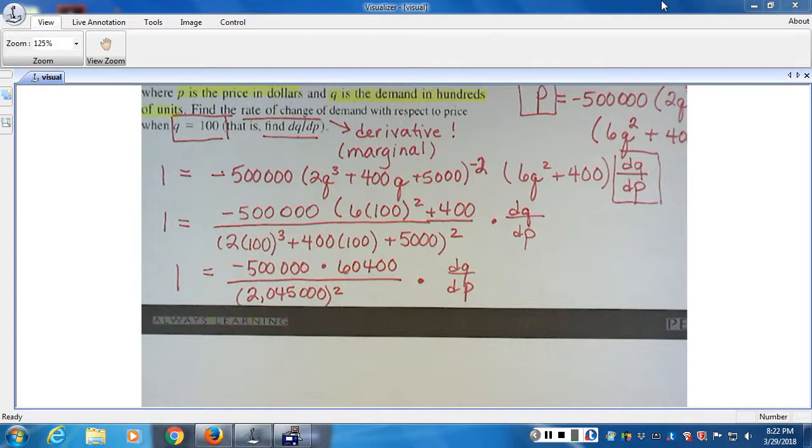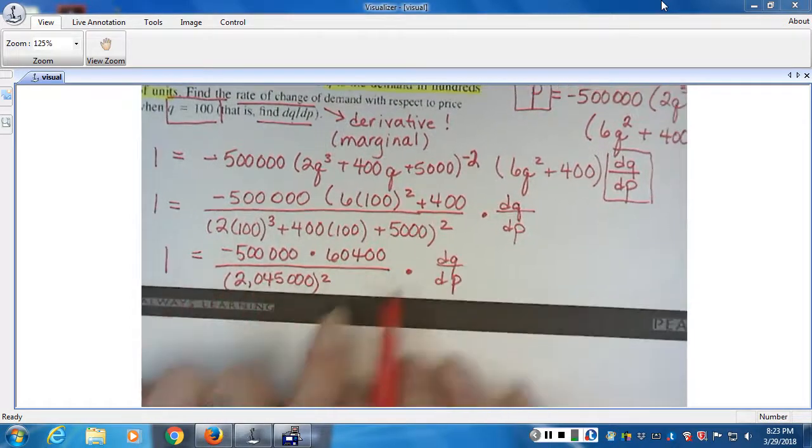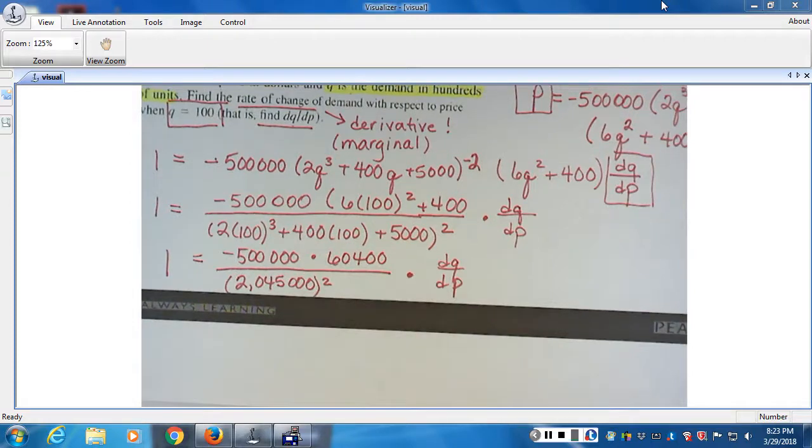Because the derivative of P is 1, because it's 1P. Okay? The derivative of P is 1, because that's what we're taking. Okay. Now what we want is dq dp. So this is equal to 1. How would we get rid of all of this and get dq dp by itself?